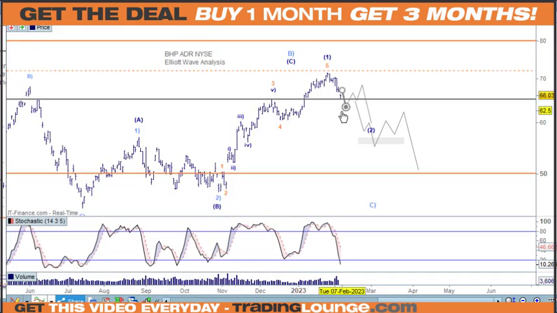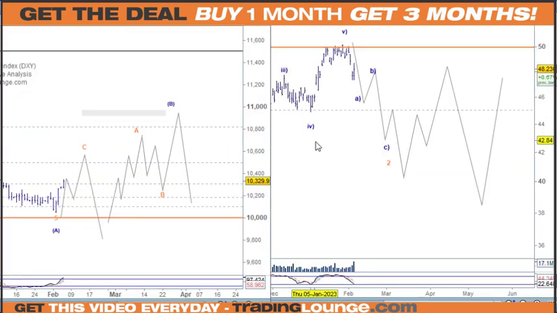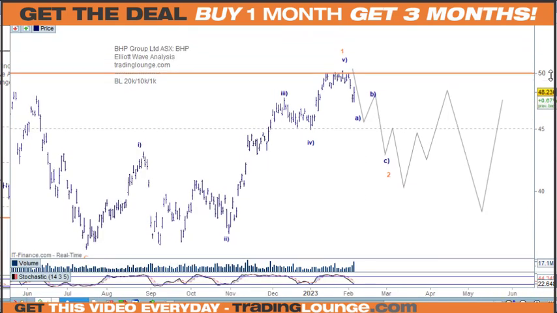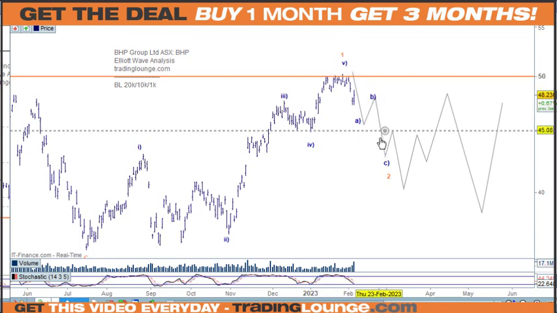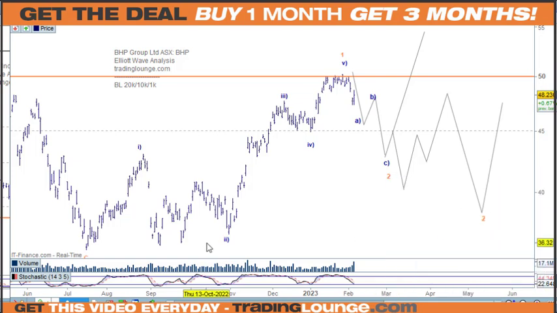So the smaller version of the correction here would make sense. This ABC pattern here would make sense. It also makes sense with gold as well, so we can look at that as well. This is our BHP here. So these are the two things here. We can have this ABC here for wave 2 and then move up from that point, which would be nice. Or we're going to have the 5 waves down here, and we're going to end up with a wave 2 over here somewhere. I mean, they're the two options we've got.